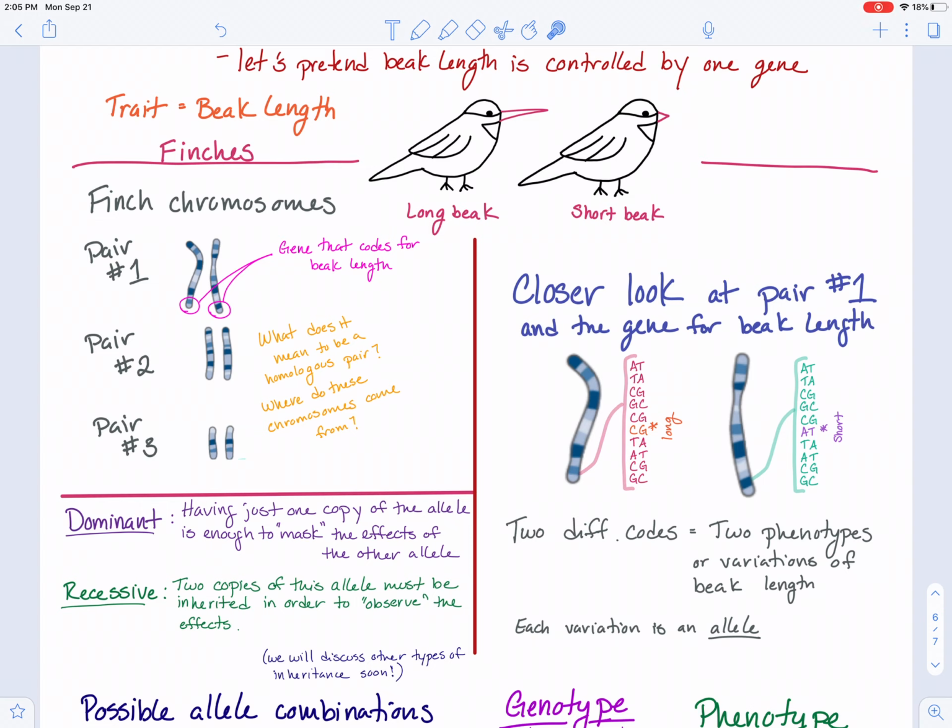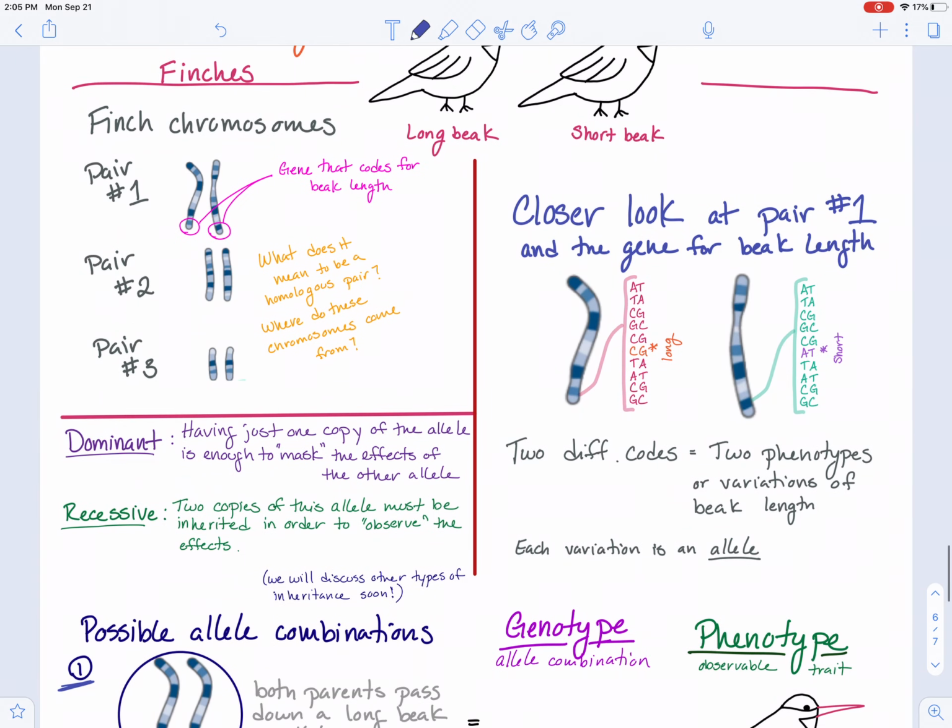So dominant is defining an allele where, when you have just one copy of it, that one copy is enough to mask the effects of the other allele. And generally, when we're talking about something that is dominant, we give it the capital letter. So it will get the capital version, and so in this case, it would be big B.